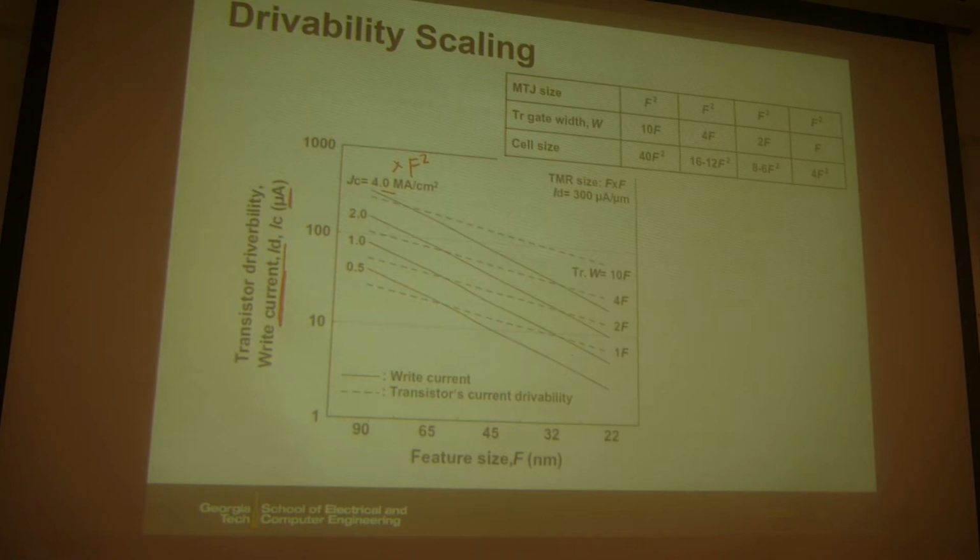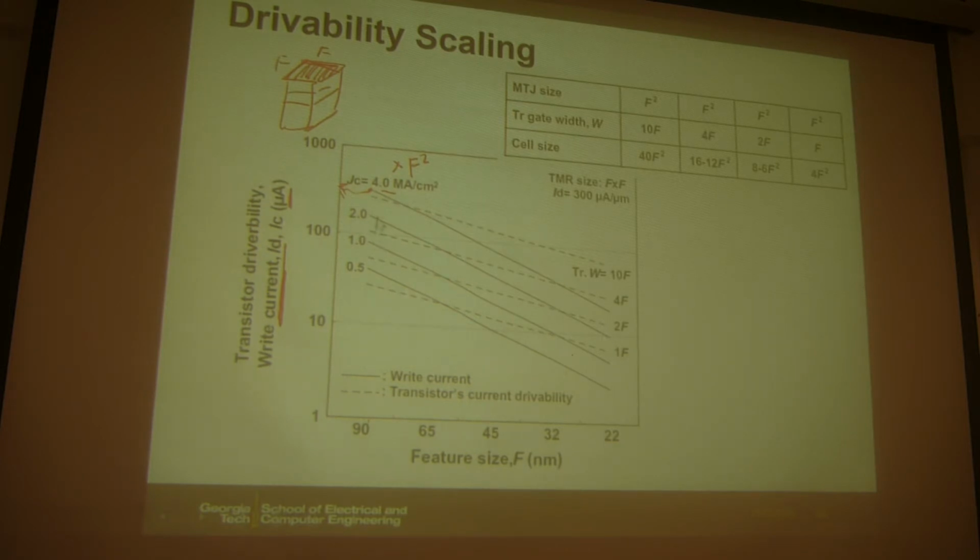You see that at 90 nanometer, if your JC is 4 mega amp per centimeter square, the current is quite large, maybe 300, 400 microamps. But the good thing about STT-MRAM is that when you scale the technology node, the cross section of this MTJ, F by F, reduces, and then the current reduces. If you use the same material, it will follow this line with the scaling.